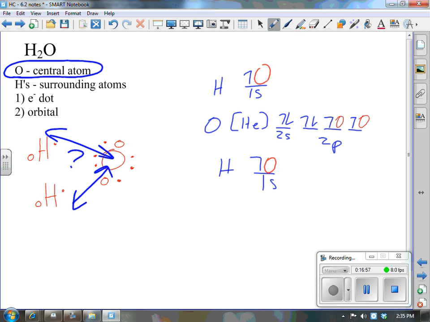The hydrogens do not connect to each other. So I have you draw their electron dots, draw the orbital notation, and see if you can figure out how to do that. And again, pause here. We'll come back and we'll look at what the answers would be.